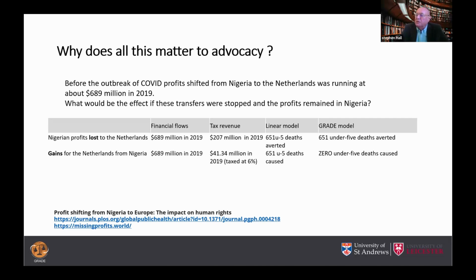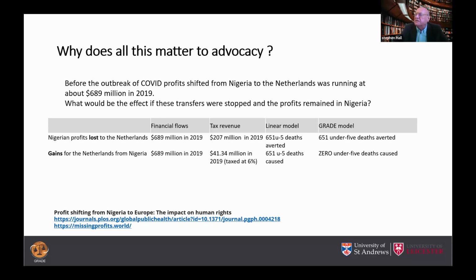If we had a linear model, and we haven't actually created a linear model, but looking as a simple approximation, because a linear relationship is symmetric, when we start to look at the SDGs, it would be a similar cost to the Netherlands as the benefit to Nigeria. So we calculate roughly that if you move that amount of money into Nigeria from the Netherlands, it would avert the deaths of about 651 under 5 children per year. And if the model was linear, you'd find that that would probably cause a similar amount of deaths to occur in the Netherlands because linear models are essentially symmetric.